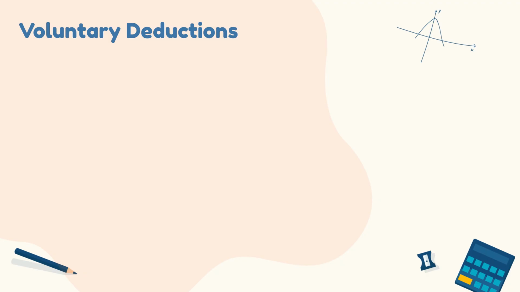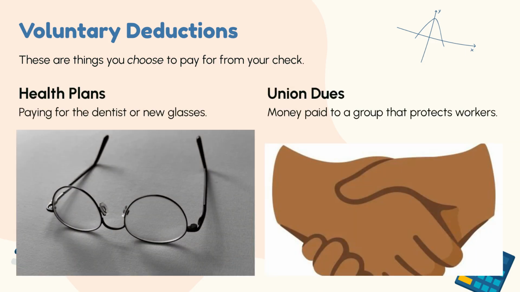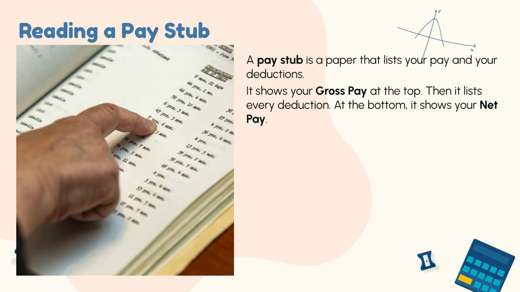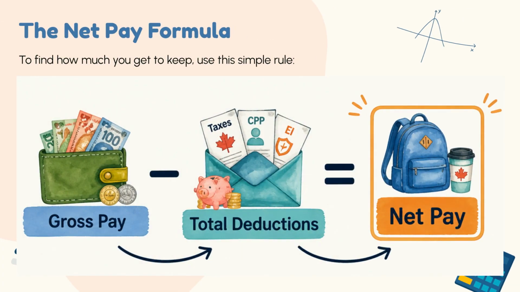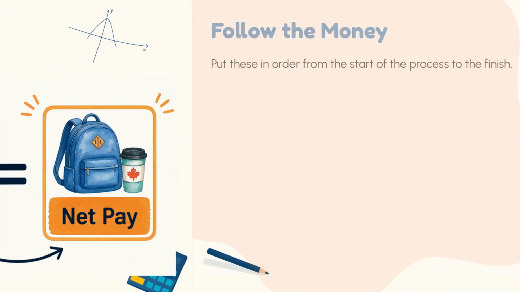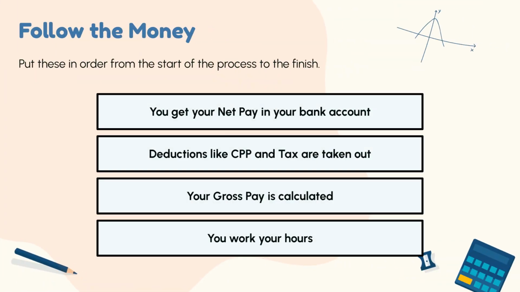Voluntary deductions are things you choose to pay for from your paycheck. Examples include health plans for dental or glasses, and union dues paid to a group that protects workers. A pay stub is a document listing your pay and deductions. It displays your gross pay at the top, then lists every deduction, and finally shows your net pay at the bottom. The net pay formula is simple. Take your gross pay and subtract your total deductions to find your net pay, which is the money you get to keep.